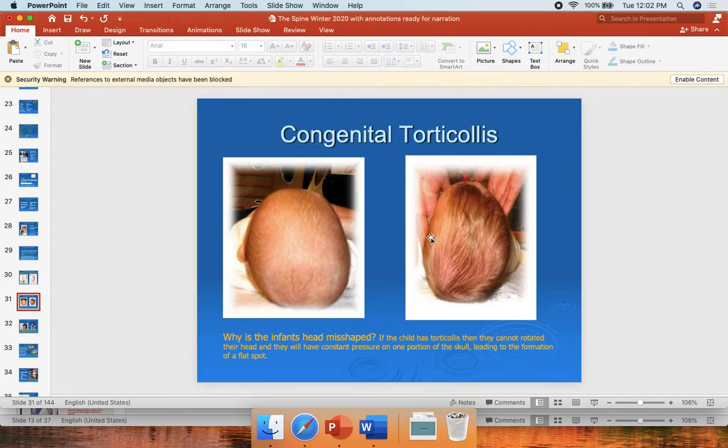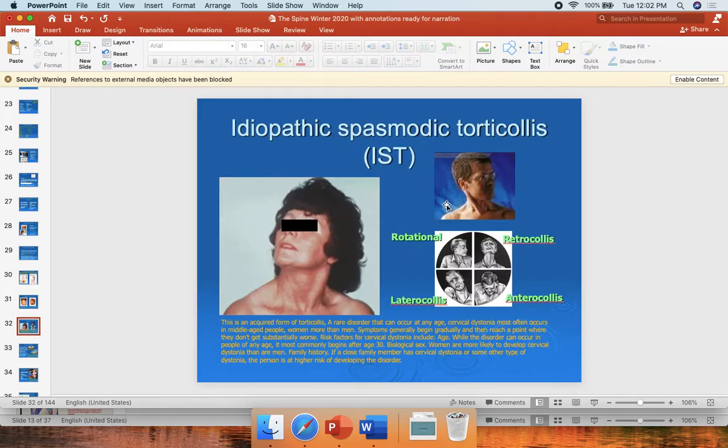So as a new parent, this is something to just evaluate for. Just make sure that your baby's comfortable going to both sides, right? They can turn to their left, they can turn to their right, and then you can position them as they sleep, as they go throughout their life.